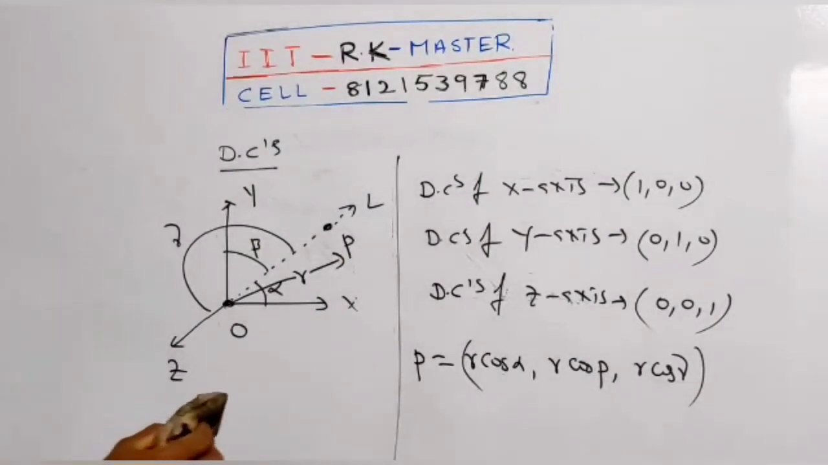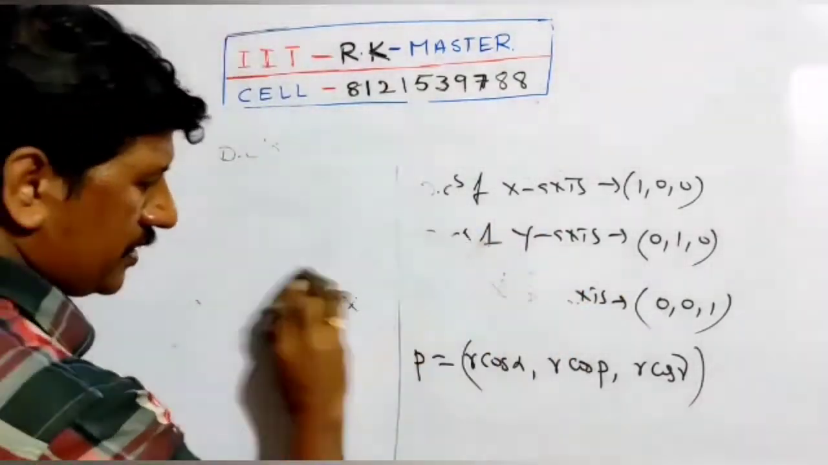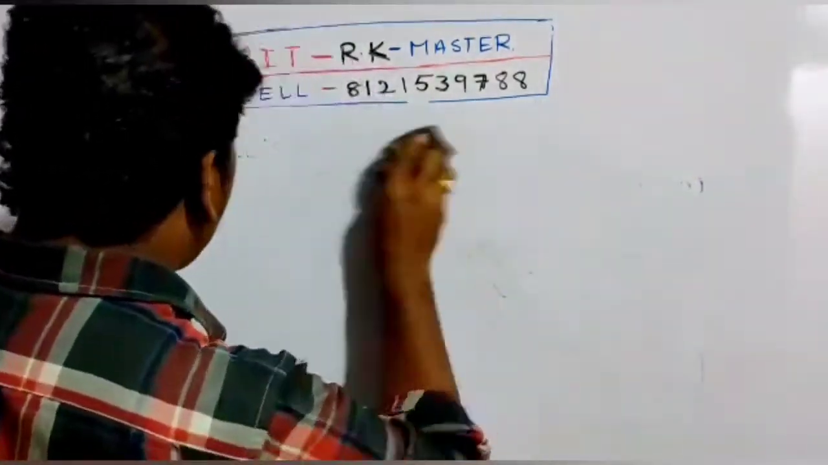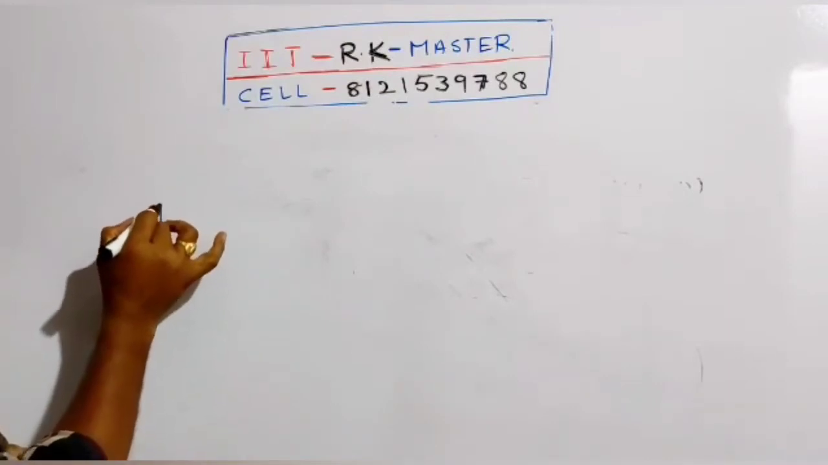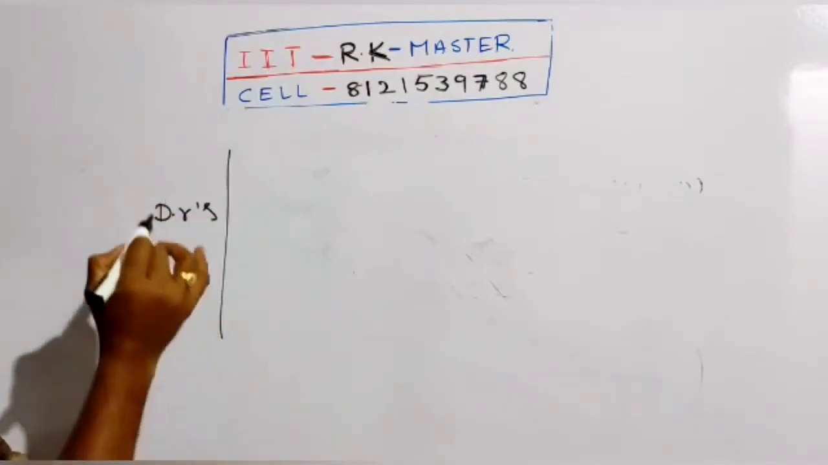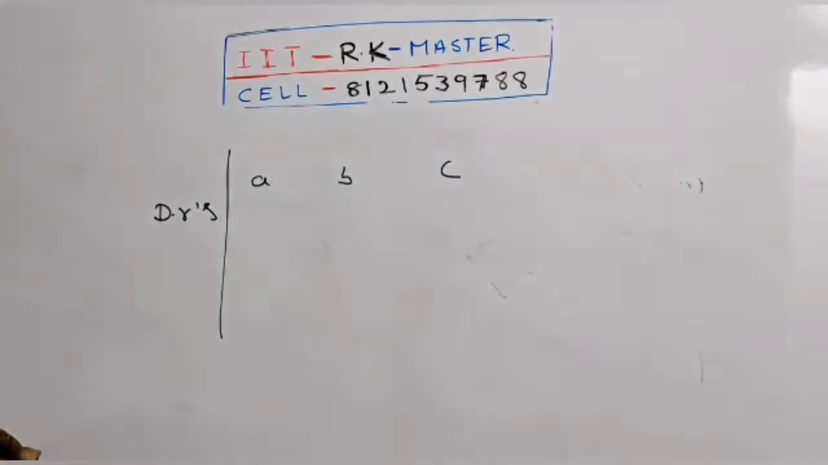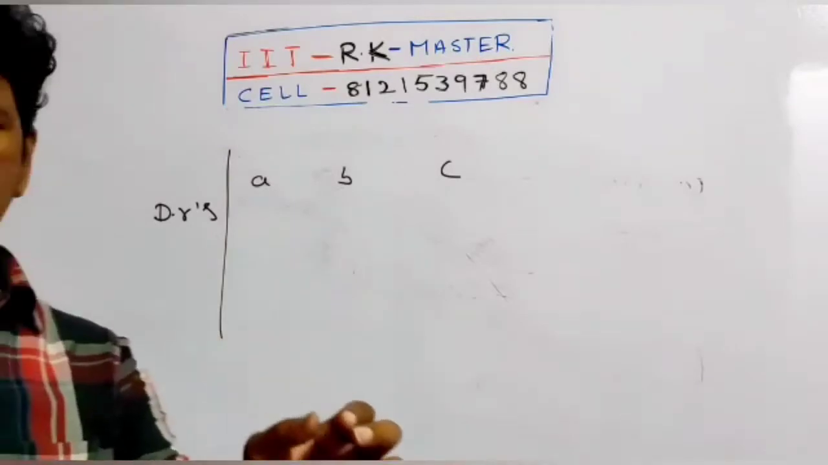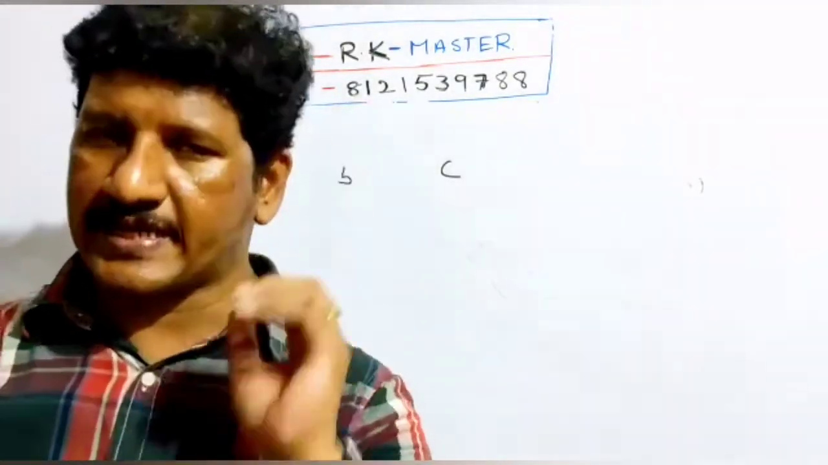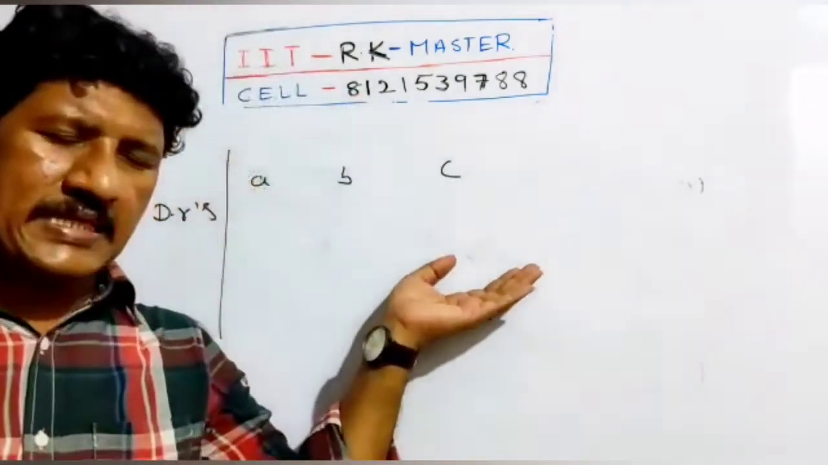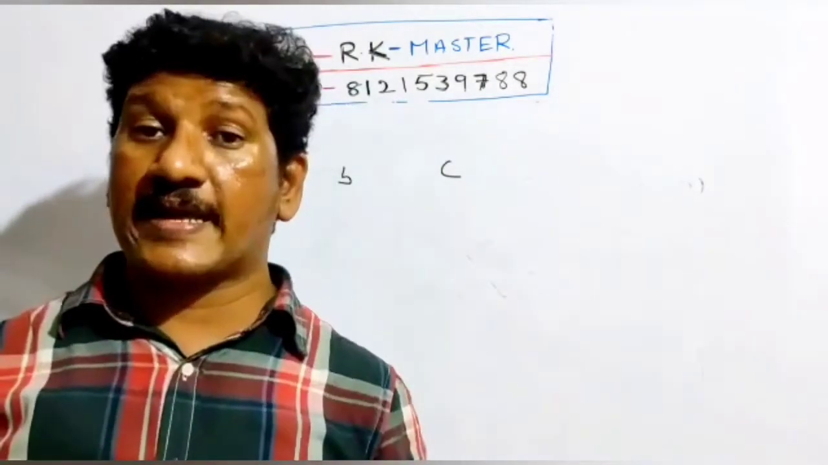Next again. So, this is about DCs, direction cosines. Most important concept. Now, direction ratios, DRs. Any three real numbers are called direction ratios if they are proportional to direction cosines.